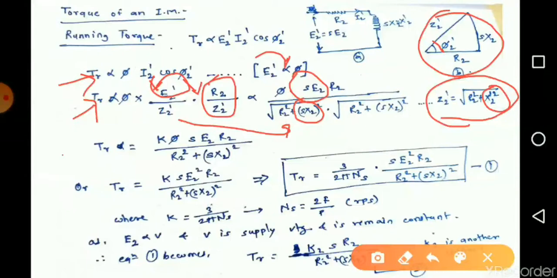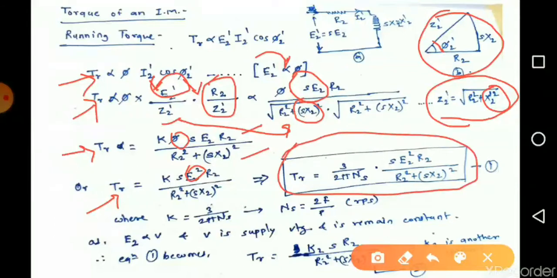So finally we can write this expression as Tr equals K φ S E2 R2 as the numerator, divided by R2 squared plus (SX2) squared, where K is the proportionality constant. Furthermore, we can replace this φ by E2 in this equation to get this particular equation. So finally, we arrive at equation number 1.